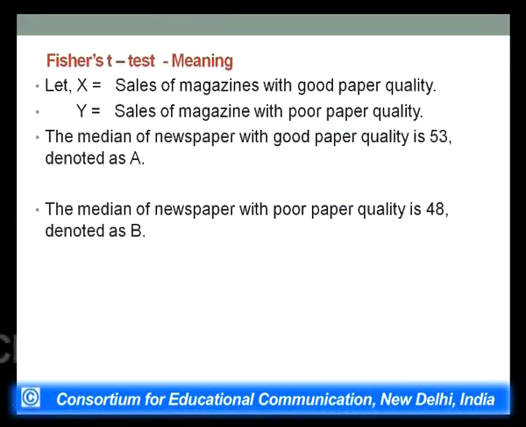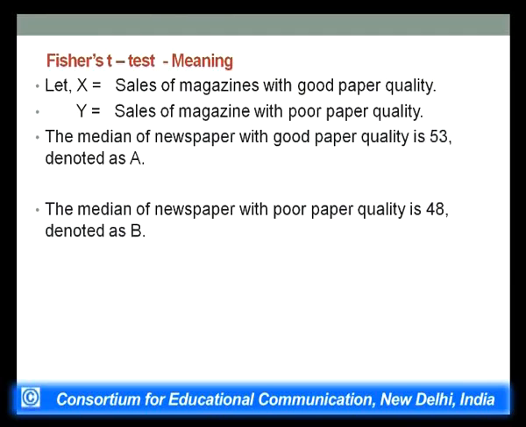Now let us name them. One type of data which you have will be called X, sales of magazines with good paper quality, and Y, sales of magazines with poor paper quality. So we have two series, X and Y.